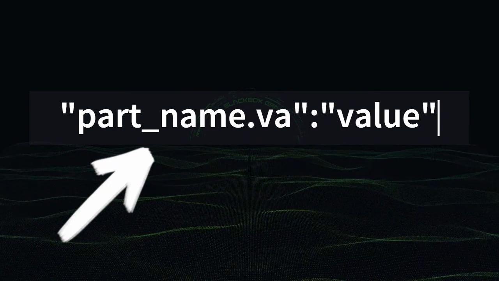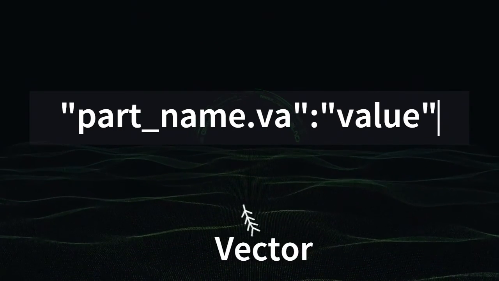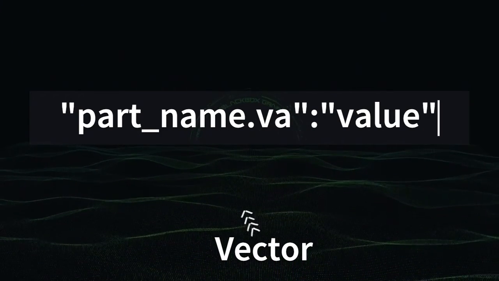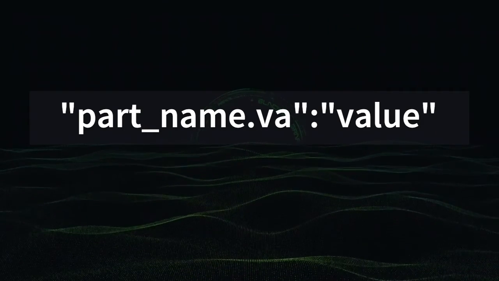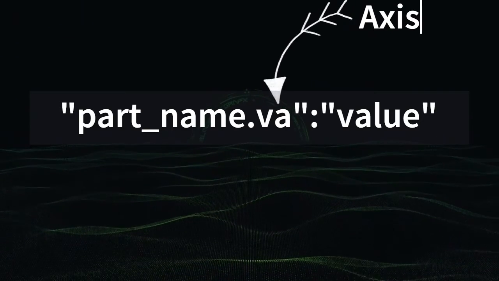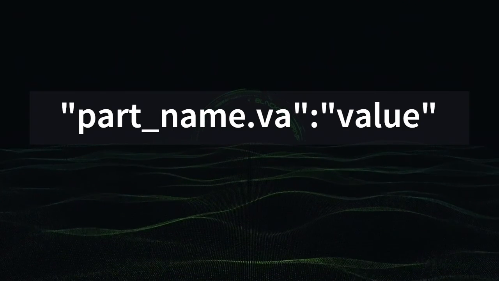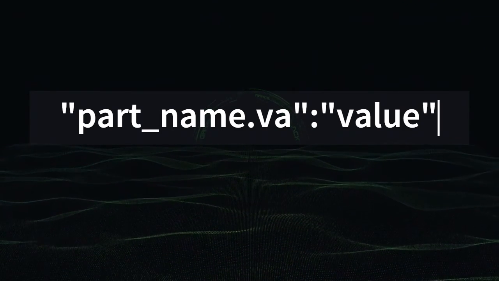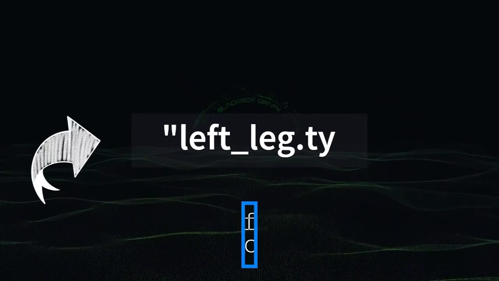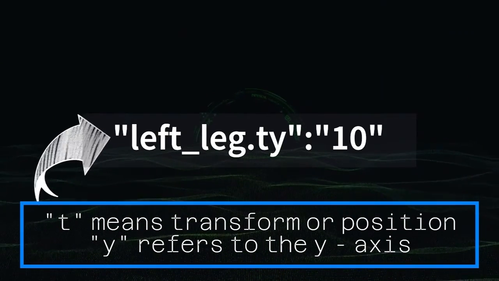Part_name represents the part of the model this code is trying to modify. The letter V represents the vector the code will move the part in, such as rotation, size, or position. The letter A is the axis of movement, such as the x-axis, the y-axis, or the z-axis. Finally, the value represents the actual amount the code will move the part according to the given conditions. For example, this code changes the position of the left leg along the y-axis by 10 units.